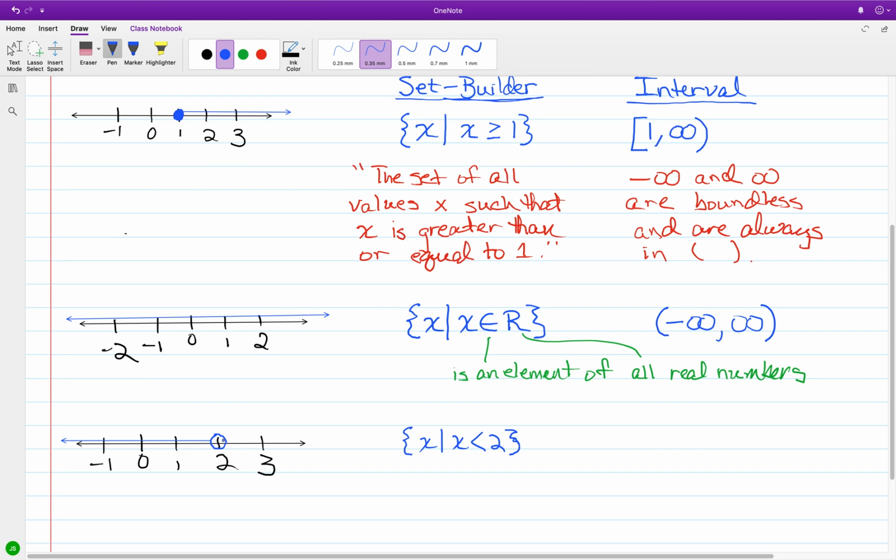For the interval notation, again we have a decrease going continuously down, approaching negative infinity. And for the upper limit, we're essentially looking at 1.99999, but never quite getting exactly to the value of 2. For all values of x such that x is less than 2, we have a parenthesis around the lower limit, negative infinity, since infinities are boundless. And since 2 is not included, we're going to have the parenthesis to enclose.